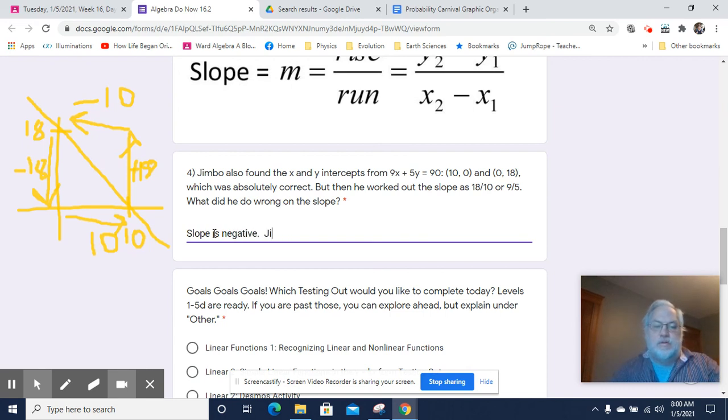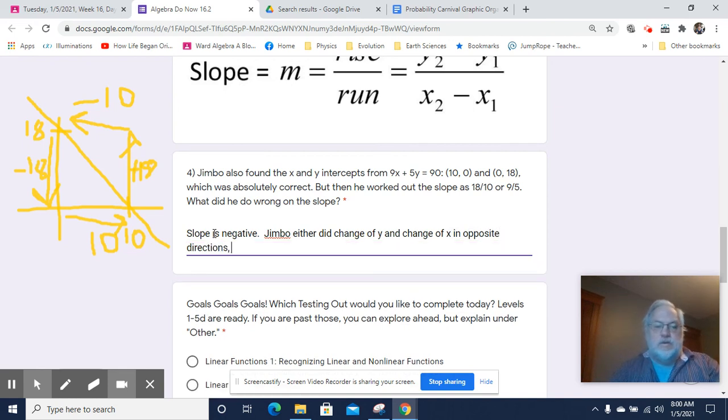Jimbo either did change of y and change of x in opposite directions, or he just got the absolute values of the distances, okay, of the distances or differences.